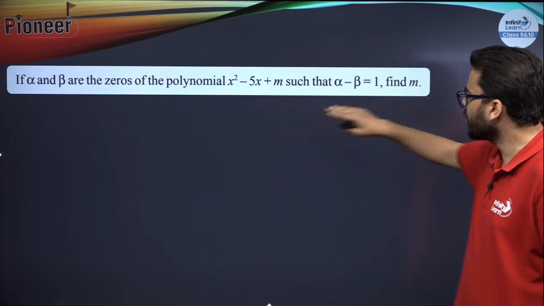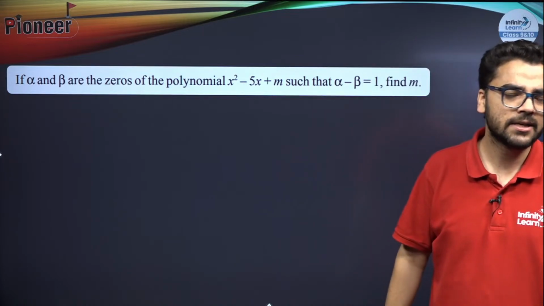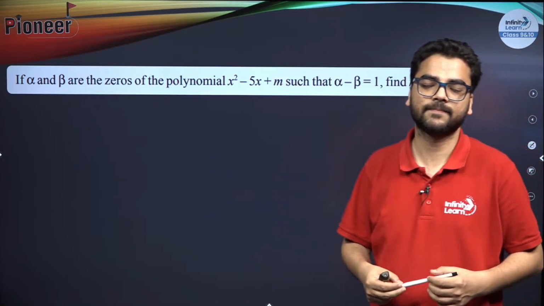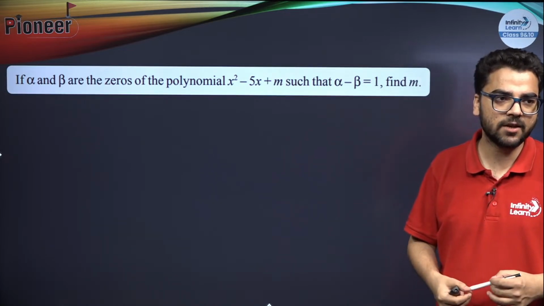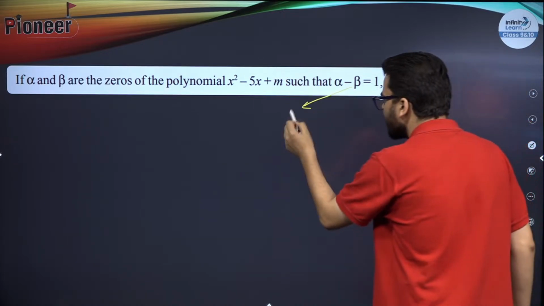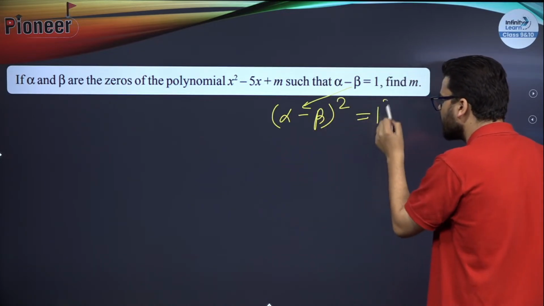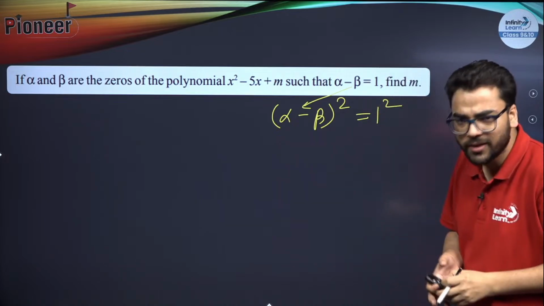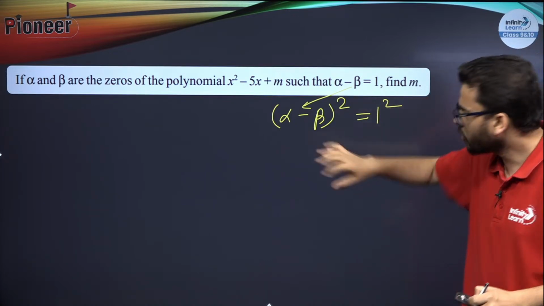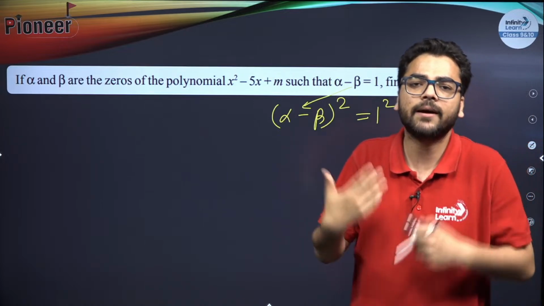You see, for this polynomial, alpha minus beta is 1. Difference of zeros is given to be 1. So you have to find the value of m over here. Difference of zeros is 1. So what I can do over here, can I square on both these sides of this equation? I can write it like this, alpha minus beta the whole square, that is equal to 1 square. See, I don't know the value of alpha and beta separately, so I cannot find the value of alpha minus beta. So I have to manipulate this expression in the form of alpha plus beta and alpha beta.